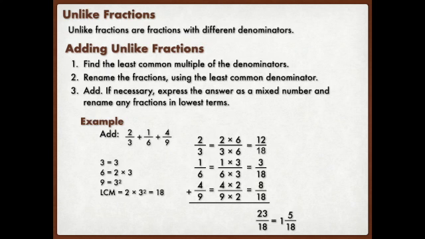So we then add 12 plus 3 plus 8, that's 23/18. And then 23 minus 18 is 5. So that's going to be 1 and 5/18.